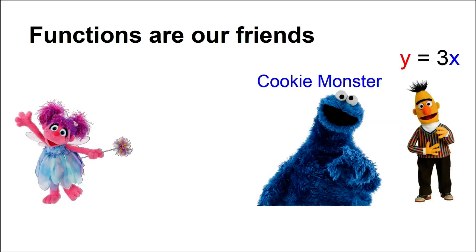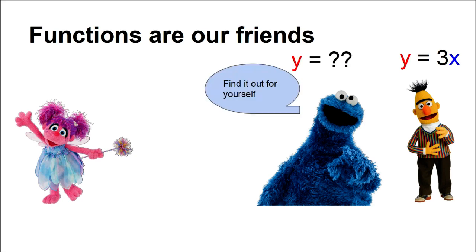Let's talk about a different kind of function. So let's say that now Bert is gone and we have the Cookie Monster, and instead of telling us what the Cookie Monster is going to do, he's going to make us try to find out how many bananas he will give Abby after she gives him apples.